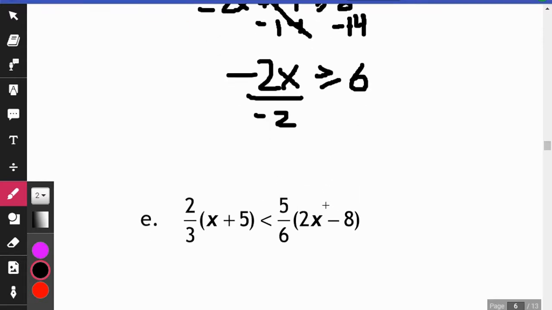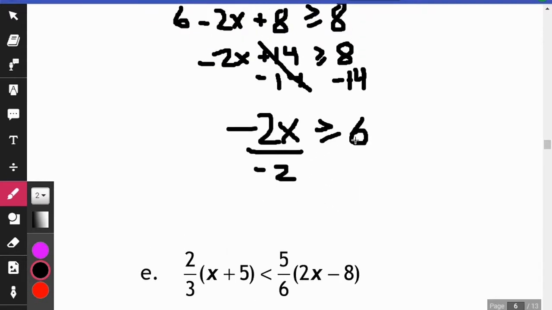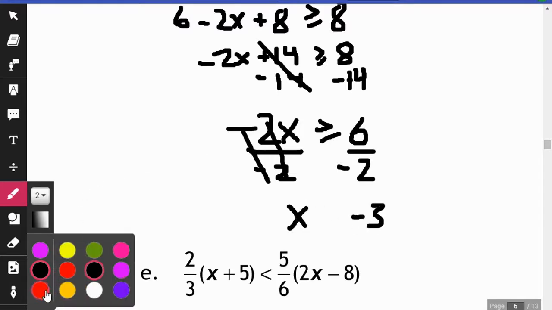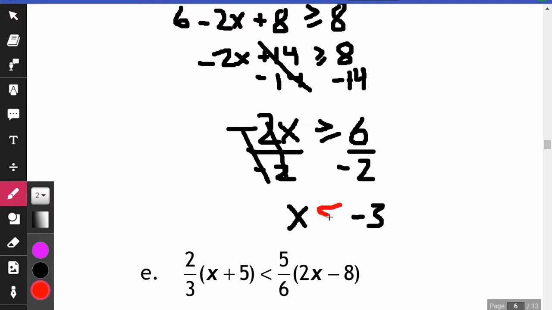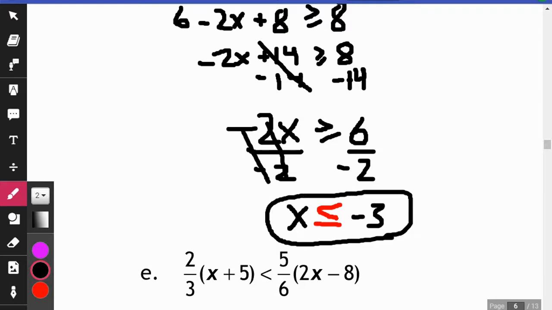And I have to do the same thing to the 6 that I did on the left. This cancels out. And you may remember, I just divided by a negative, so what do I have to do? You guessed it, I have to turn the arrow around. Turn the arrow around. Homework. Okay, so remember that.